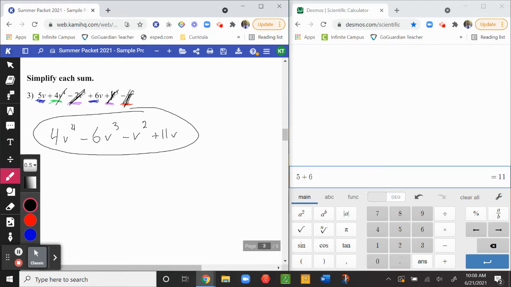To recap what I did, I identified the different types of terms in my expression, and I organized them from highest degree to lowest degree. I combined like terms by using arithmetic, addition or subtraction, following the signs exactly as written. I checked my work to make sure that my degrees went from biggest to lowest: to the fourth, to the third, to the second, plain old v.